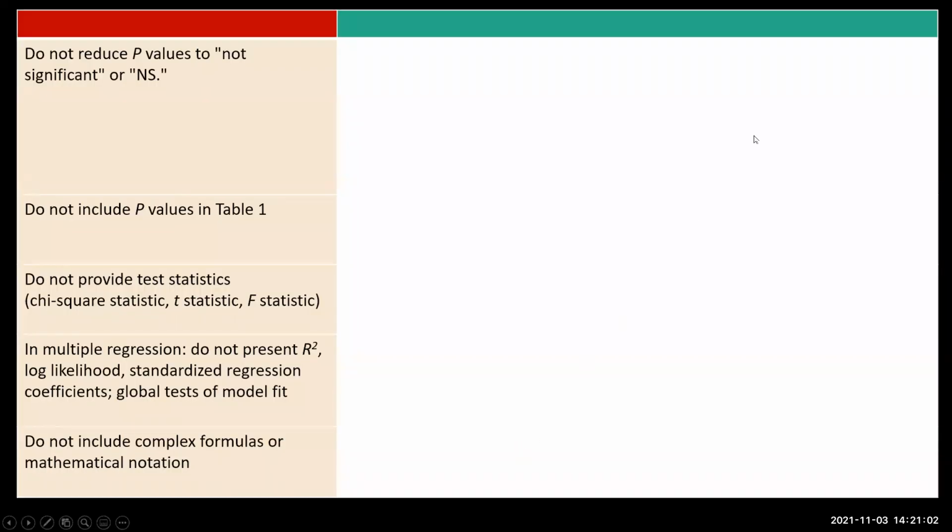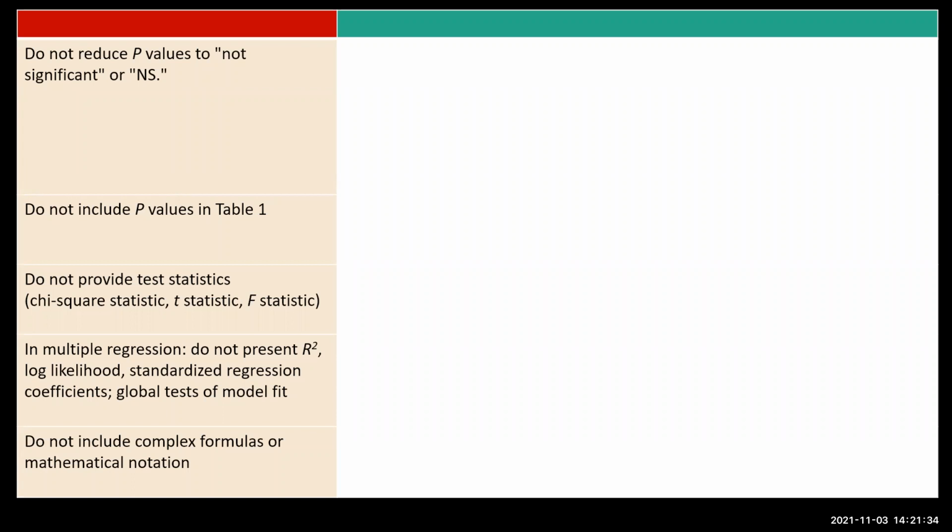So some other useful tips on formatting your study results. Do not reduce your p-values to NS or non-significant. You want to provide the exact value. Do not include p-values in table 1. Table 1 is usually your baseline description of the study participants. So that's not where you do analysis, but again, we'll see some exceptions to that.